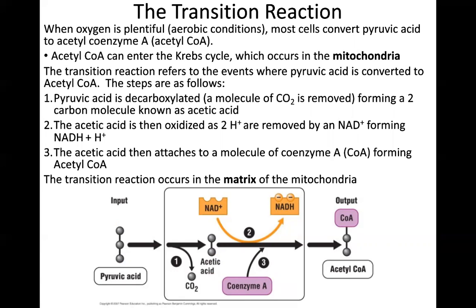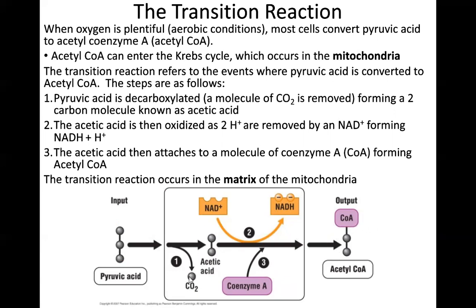The next stage of aerobic cell respiration, I always call the transition reaction. Some textbooks, I think our textbook, just calls it the formation of what we call acetyl-CoA, which is a molecule that is able to enter the Krebs cycle because pyruvic acid is not. We go through 3 things to get it ready for entering the Krebs cycle.